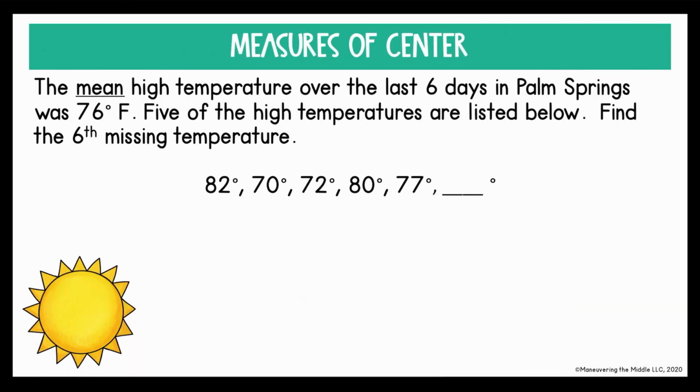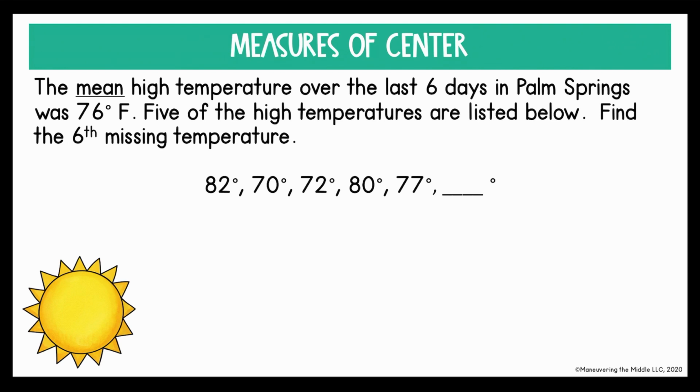Okay, now let's look at this question. It says the mean high temperature over the last 6 days in Palm Springs was 76 degrees Fahrenheit. 5 of the high temperatures are listed below. Find the 6th missing temperature. So we have our list, and when we're talking about mean, and in the example after this, I'm going to show you the difference with median when we're looking for a missing piece of data. So in this case, mean means average, so we're going to find the sum, and we are going to divide.